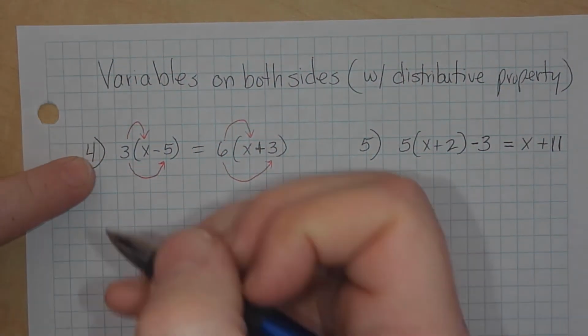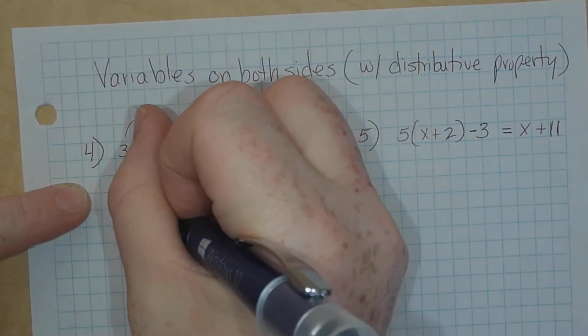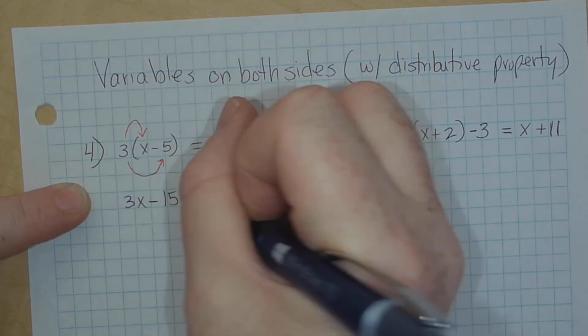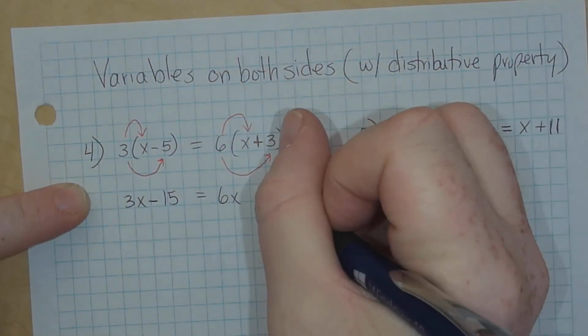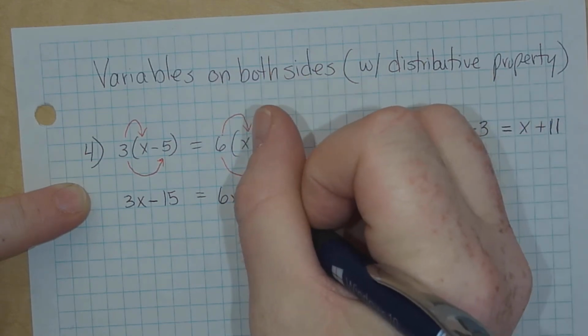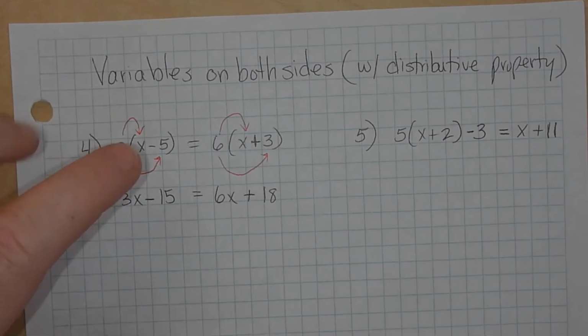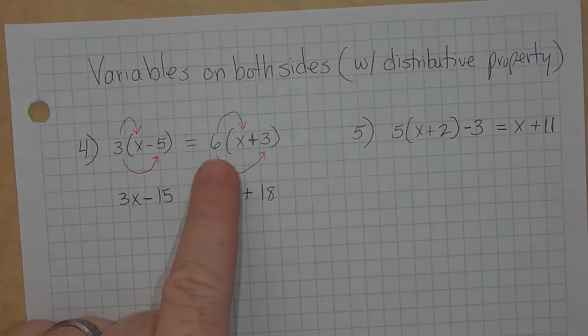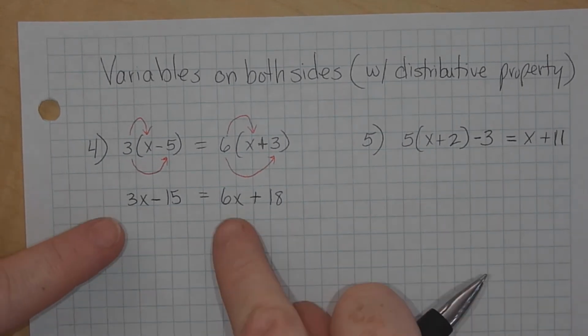So you're going to get 3 times x is going to be 3x. 3 times 5 is 15, but you keep that sign there. 6 times x is 6x. 6 times 3 is 18, but you keep the sign there. Right? Or another way of thinking about it is a positive times a negative is a negative. Positive times a positive is a positive. Okay? All right, so now we got variables on both sides.